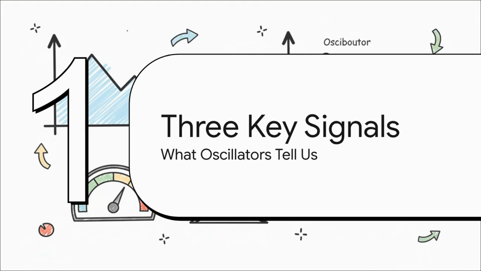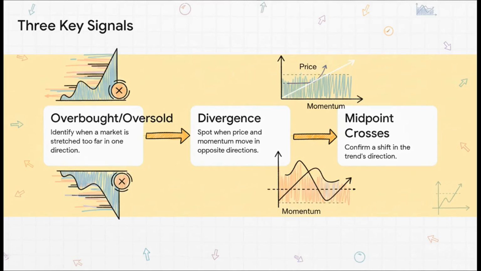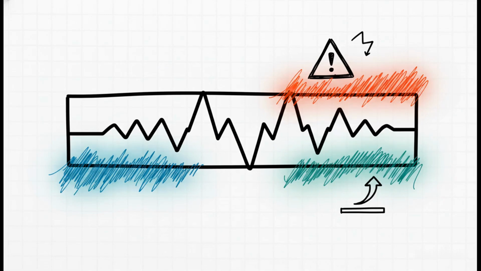Okay, so we've got the what. Now for the how. How do we actually use these oscillators to interpret what's going on? Well, it really boils down to three main signals that these tools give us, and we're going to walk through every single one. These are the big three. First up, we'll see how they tell us when a market might be stretched way too far in one direction, what we call overbought or oversold. Then we'll cover what I think is the most powerful warning sign of all, divergence. And finally, we'll see how simple line crosses can actually confirm a new trend is underway. Let's start with signal number one.